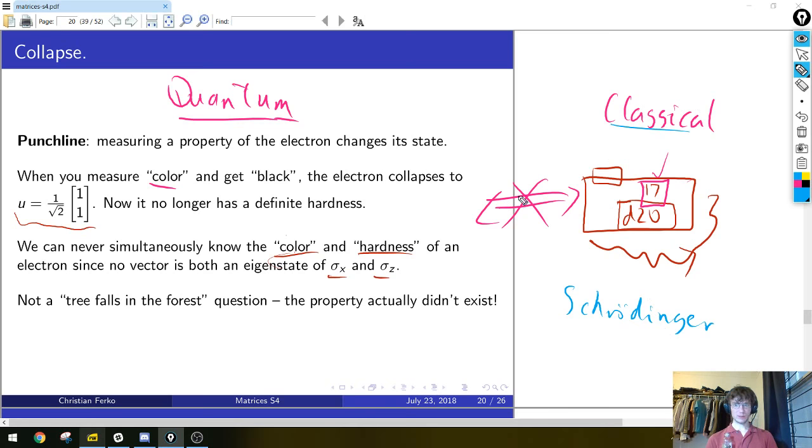Is the difference between having a property which I don't know and not having the property at all totally clear?